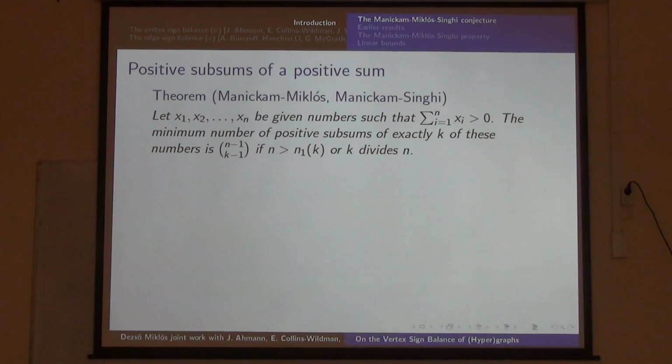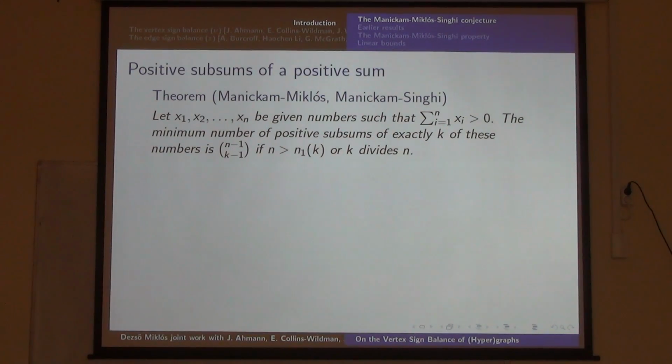The original form of the question was this. We have a bunch of numbers, some of them positive, and if the sum of them is positive, then clearly there are a certain number of subsums which are positive. Somehow the k-subsums always play an important role. So the question is how many k-subsums will be positive. Of course everybody can be positive, but if you have a clever construction, then you can minimize the number of positive k-subsums.